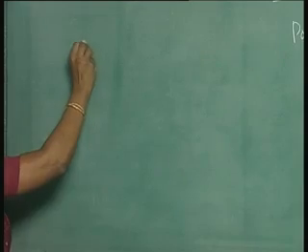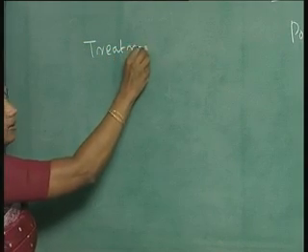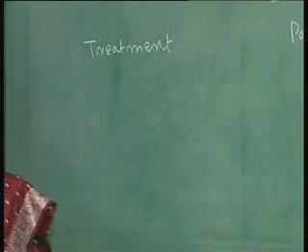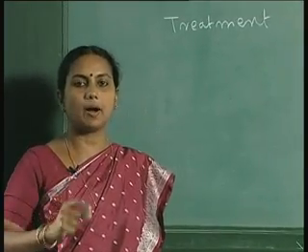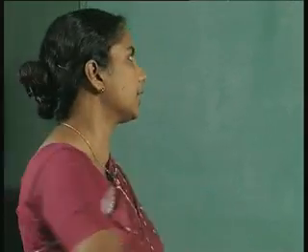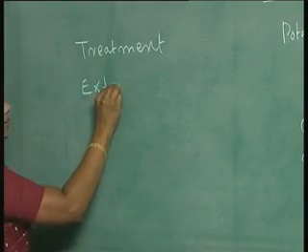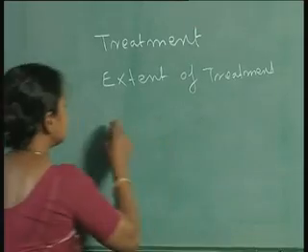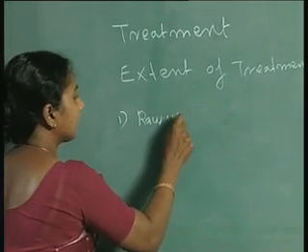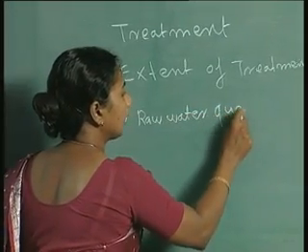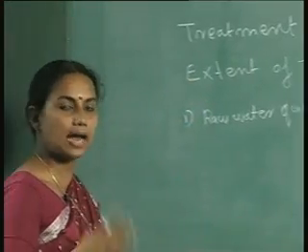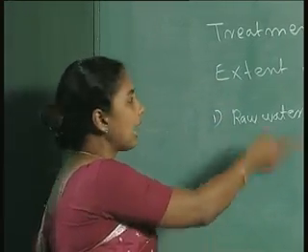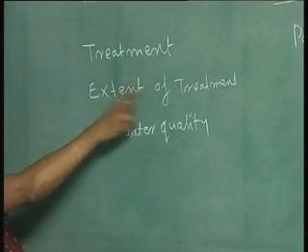our well-being. So if you want to improve the water quality for a particular beneficial use, we have to go for the treatment, and the extent of treatment depends upon the raw water characteristics and the beneficiary use. Extent of treatment depends upon, one, raw water quality, because if the water source is highly contaminated, then definitely you have to go for a high degree of treatment, or the extent of treatment required is very, very high.